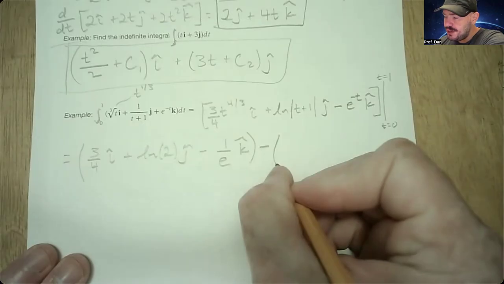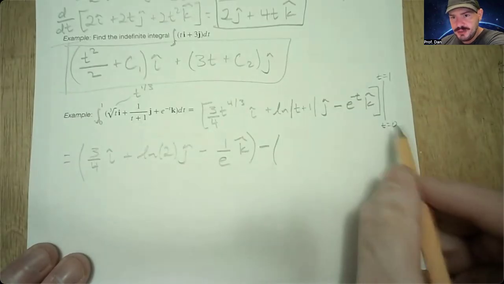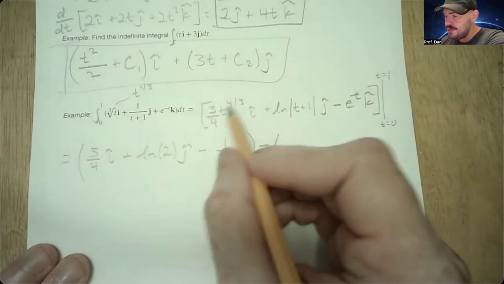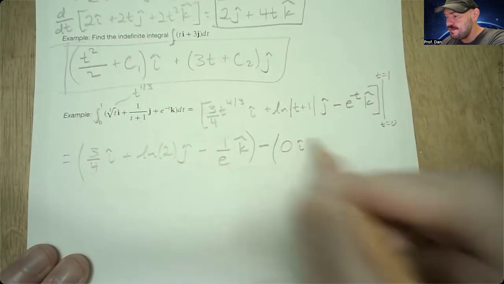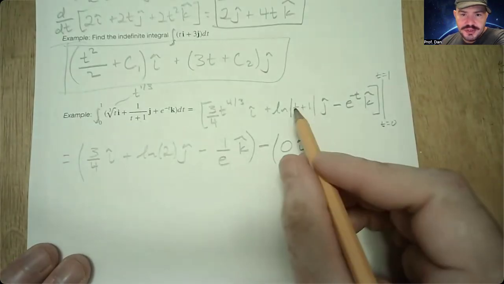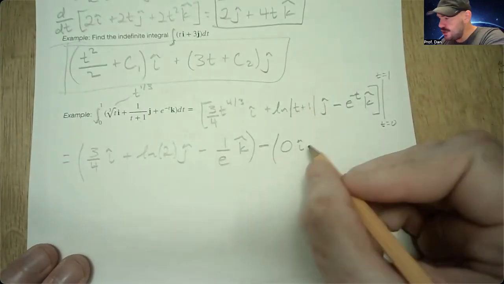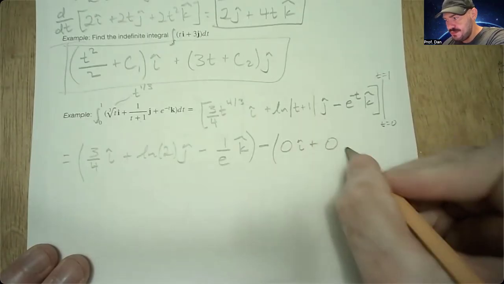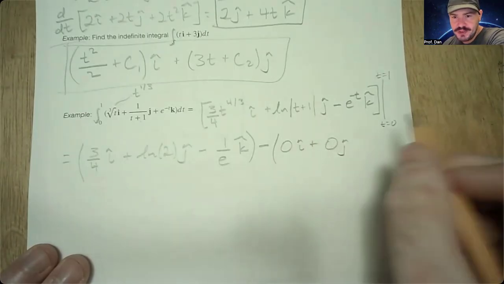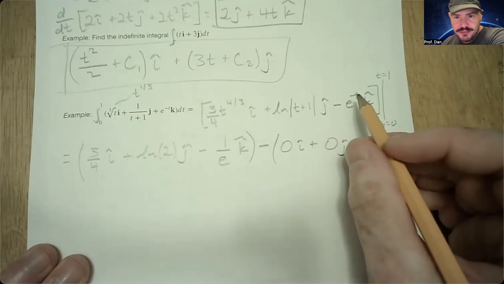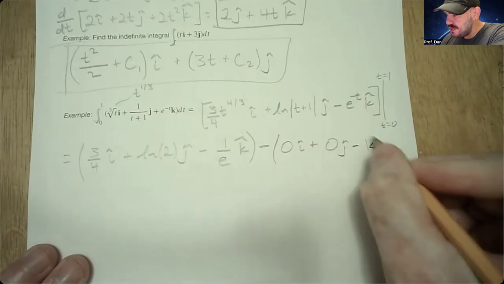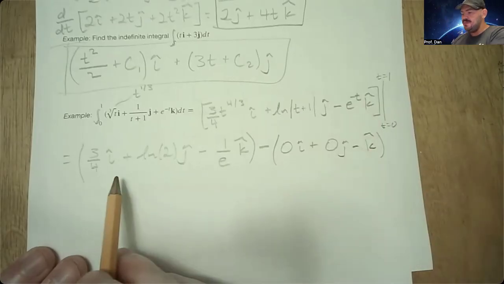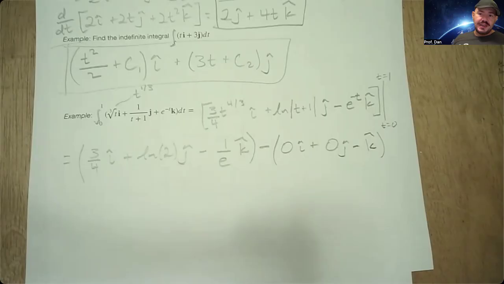From that, I'm going to subtract what I get from plugging in the bottom number, 0. So 0 to the 4/3 is 0, times 3/4 gives me 0. 0 plus 1, I get 1. Natural log of 1, you guessed it, is 0. e to the 0 is not 0, it's 1. So minus k.